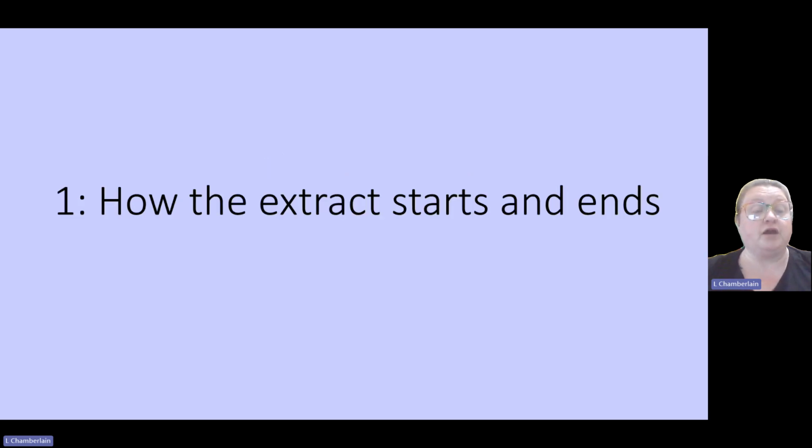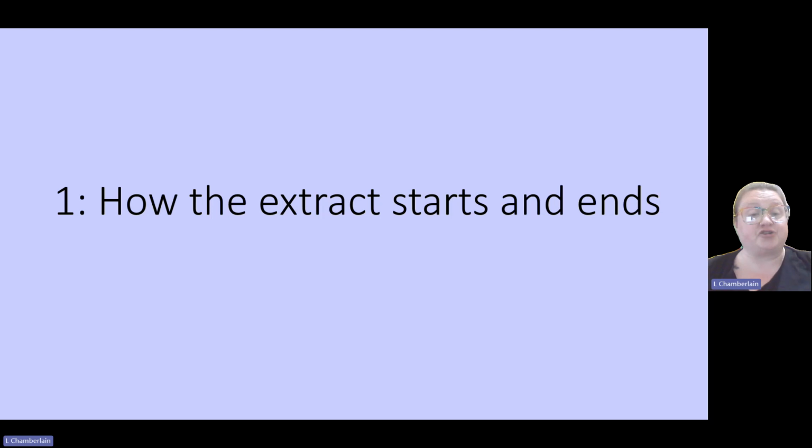So number 1, you could write about how the extract starts and ends. What are you being asked to focus on at the beginning of the extract? Why is this important or significant? What can you learn about the characters or the setting at the beginning? Why would this be something that the writer wants to draw your attention to?